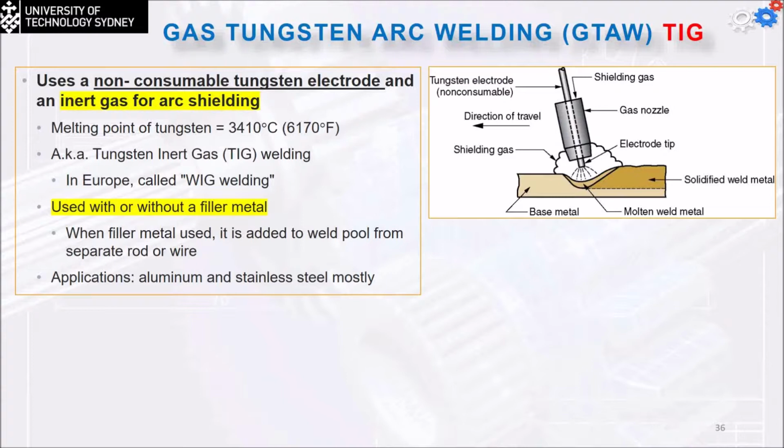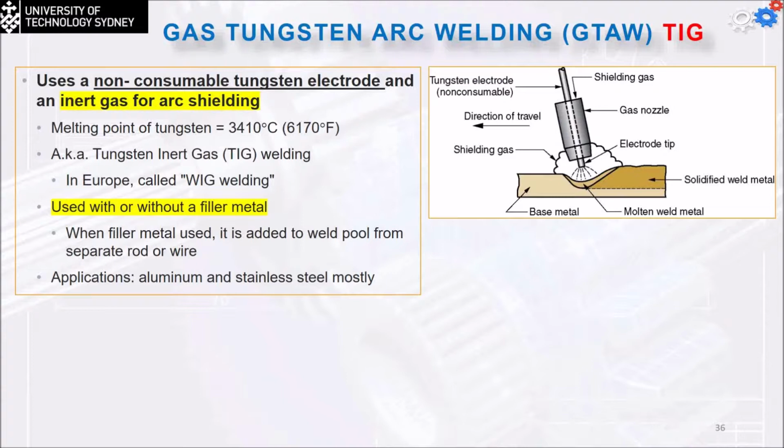It uses a non-consumable tungsten electrode and an inert gas for the arc shielding. The melting temperature of the tungsten itself is 3,410 degrees Celsius. Tungsten inert gas welding in Europe is called WIG, and we call it TIG in Australia and the United States. It can be used with or without filler material, and if I'm going to use filler material, then it's going to be added to the weld pool from a separate rod or wire externally. It's not going to be fed like what we had in the consumable types. The application usually is for aluminum and stainless steel.